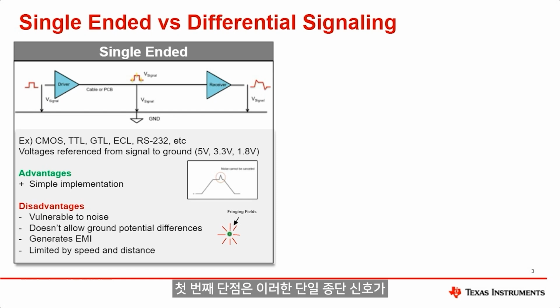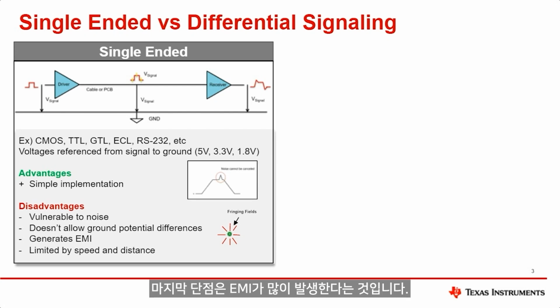The first drawback is that these single-ended signals are vulnerable to noise that's in the system. So that noise will couple to that conductor and be directly present at the receiver. The second drawback is that because it's referenced to ground, if you have ground shifts between your driver and your receiver, that will also be present in the signal, causing errors as well.